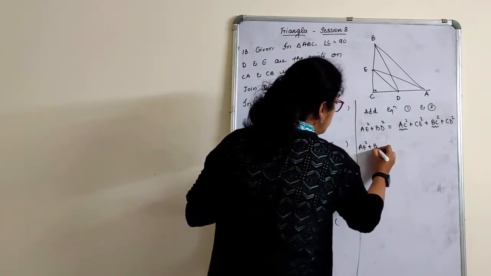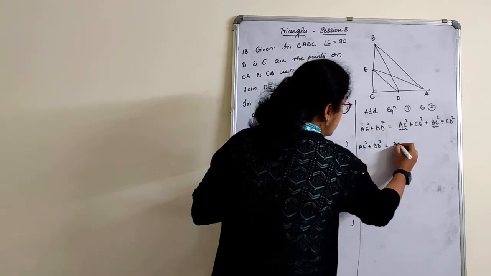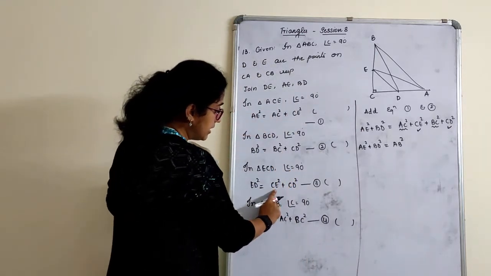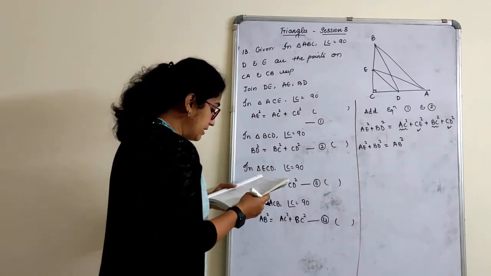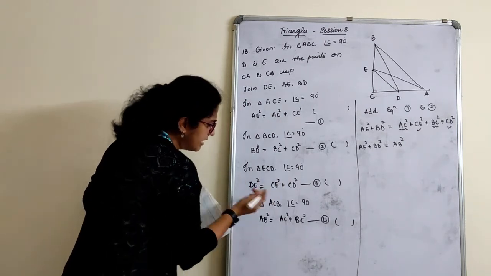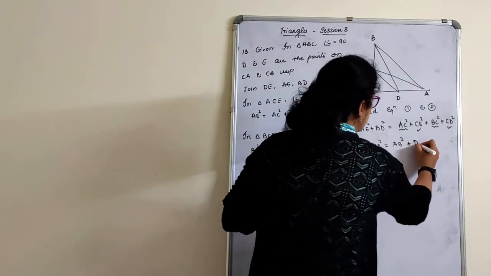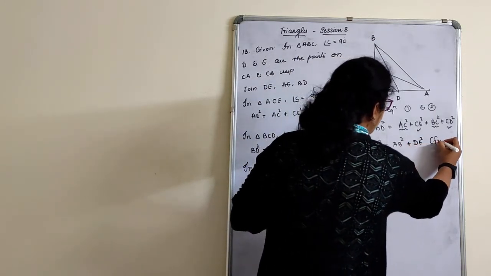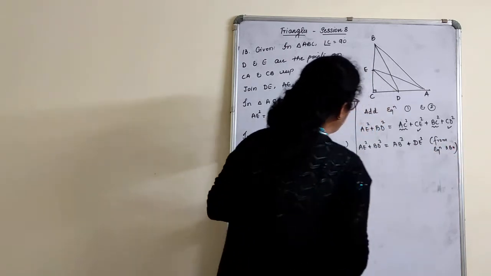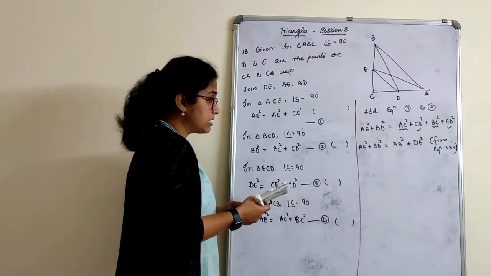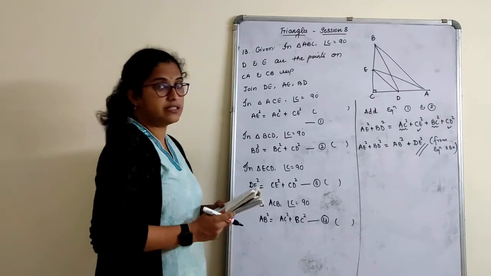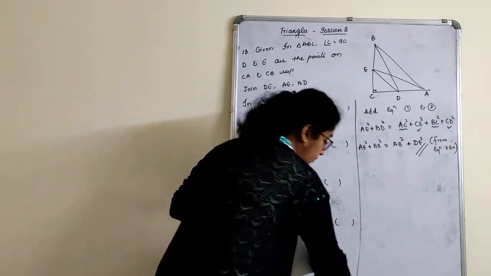AE square plus BD square is equal to AB square plus CE square plus CD square. CE square plus CD square is equal to ED square, in other terms DE square, from equations 3 and 4. That is what we wanted. AE square plus BD square is equal to AB square plus DE square. Hence proved. Let's go to the next one.